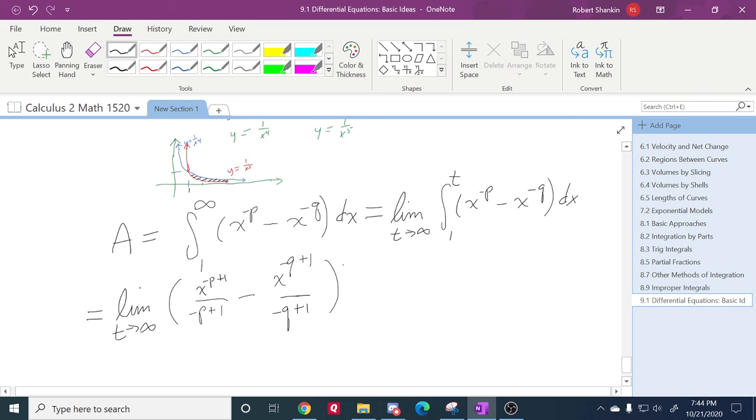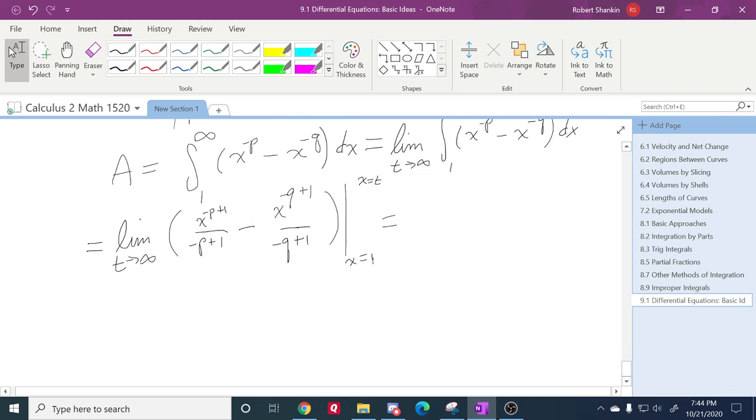Okay, and then we're going to evaluate this from x equals, I'm going to write x equals, all these p's and q's, I'll forget which letter I'm substituting for what, from x equal 1 to x equal t. And then when I substitute t in there, we come down over here. So it's equals limit t approaches infinity.